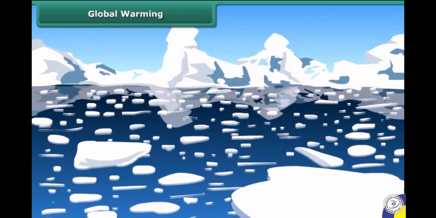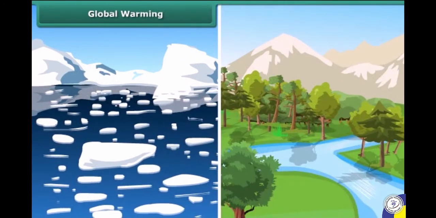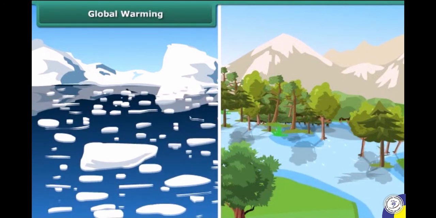It will melt the ice at the poles, causing the sea levels to rise, which could flood the low-lying areas, thus affecting the habitats of plants, animals, and people.